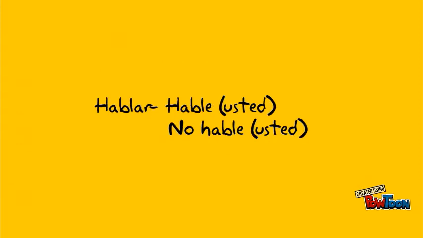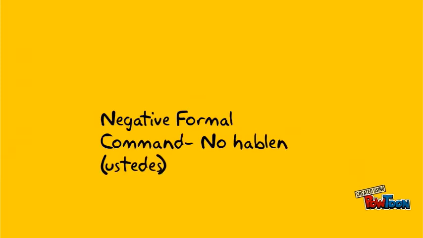For example, the verb hablar would change into hablo, then to hable. Affirmative formal command in the usted form would go to hable. Affirmative formal command in the ustedes form would go to hablen. Negative in the usted form would be no hable. And in the ustedes form, it would be no hablen.